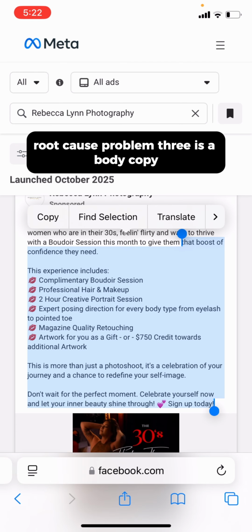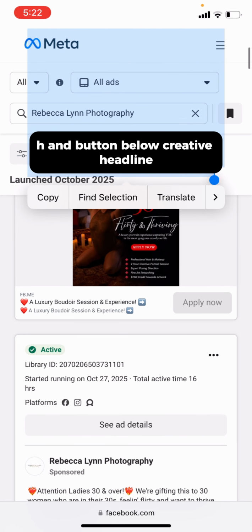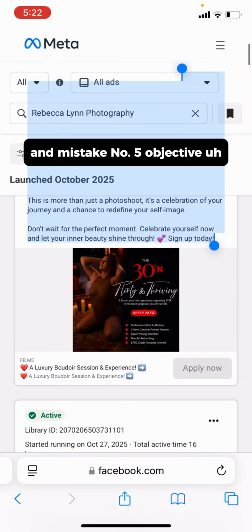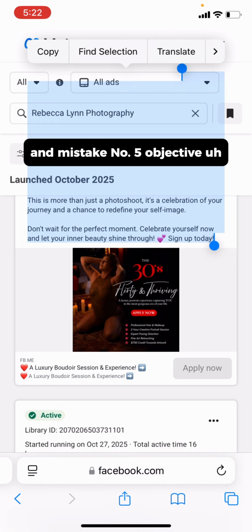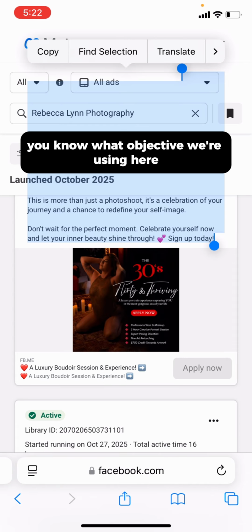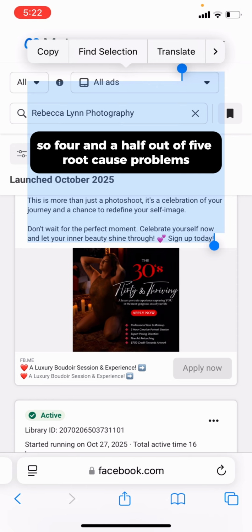Root cause problem 3 is a body copy. BCH and button, below creative headline, description and button, always a mistake to have these below our ad creative, mistake number 4. And mistake number 5, objective, half a mistake, since we actually don't know what objective we're using here. So 4.5 out of 5 root cause problems.